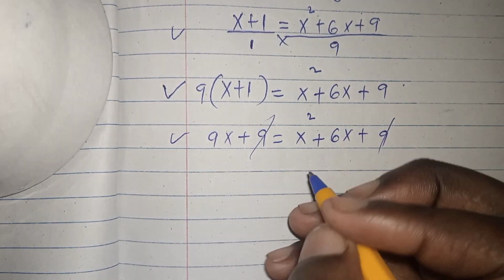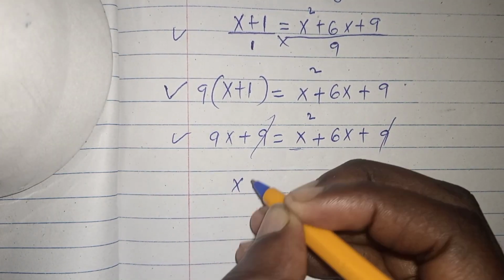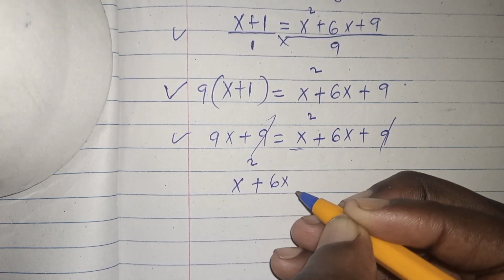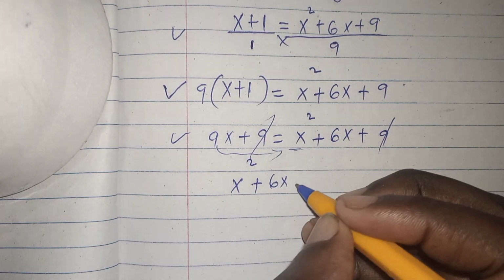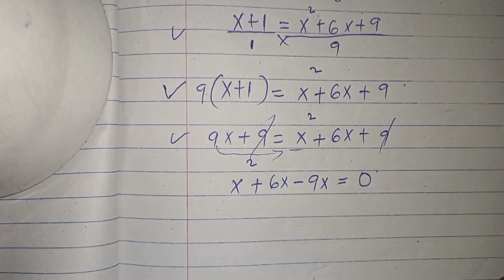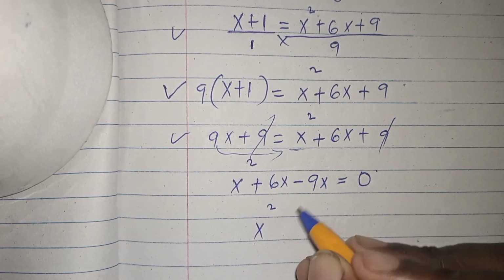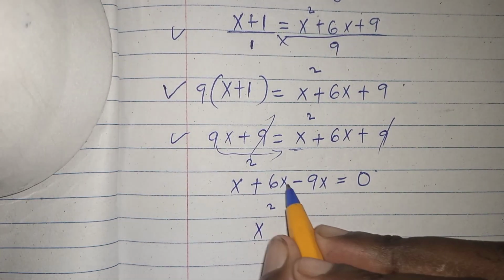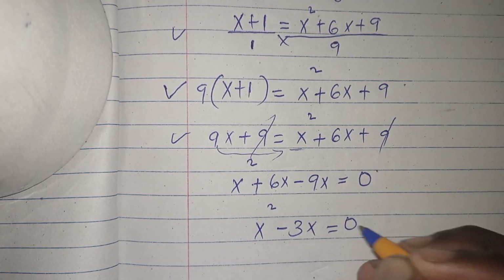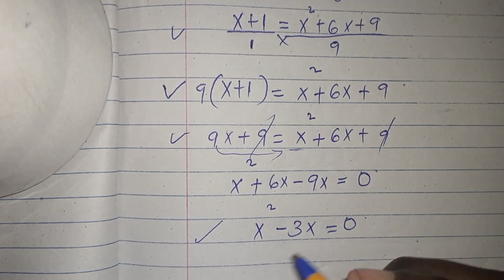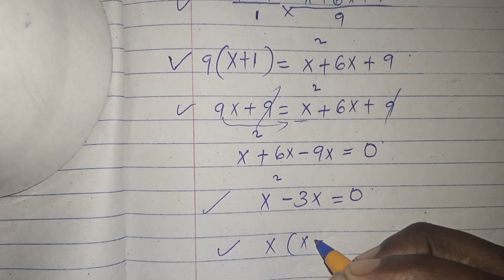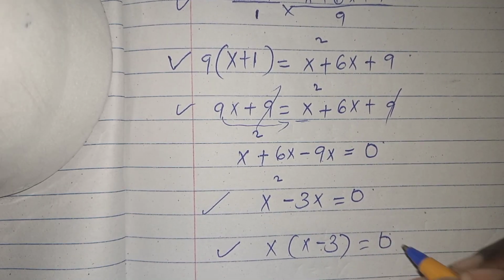We are left with 9x. So we can begin with this. So x squared, then plus 6x. So this comes to the other side, it becomes negative 9x is equal to 0, right? So x squared, so 6x minus 9x, this is minus 3x is equal to 0. So we can now factor out x. So this will be x into x minus 3 is equal to 0.